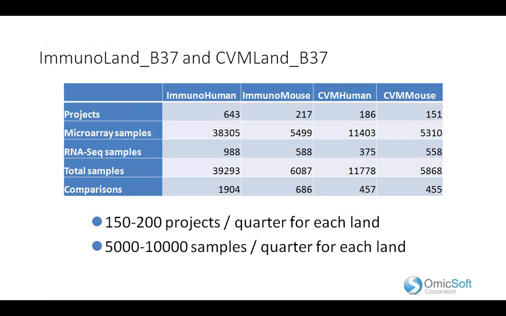So for both CVMLand and ImmunoLand, we have more than 150 projects going into each Land, and that's probably about 5,000 to 10,000 samples. Usually we also get more IMC projects, which increases the numbers a little bit. IMC projects include some platforms, and then we push out more great projects.